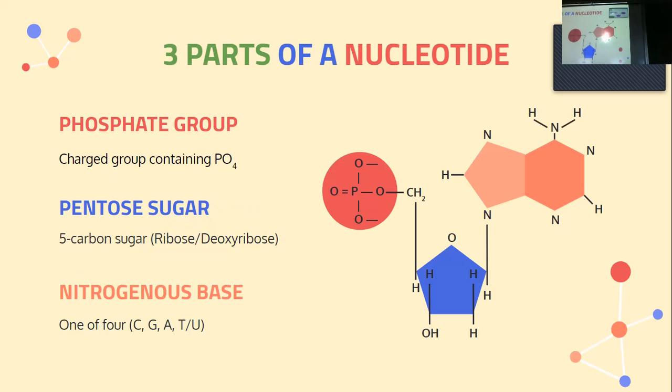There are three parts of a nucleotide. First of all, there's the phosphate group, a charged group containing PO4. Then there's a pentose sugar, which differs between DNA and RNA. A pentose sugar is a sugar containing 5 carbons. And then there's a nitrogenous base, which is one of G, C, A, T, or U.